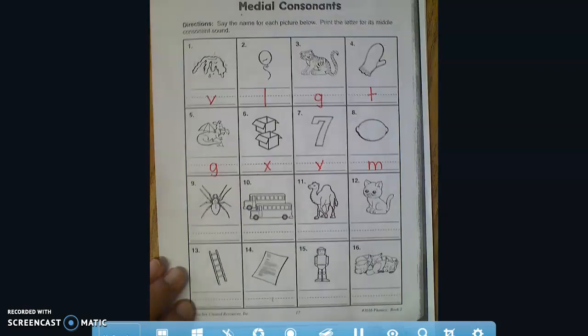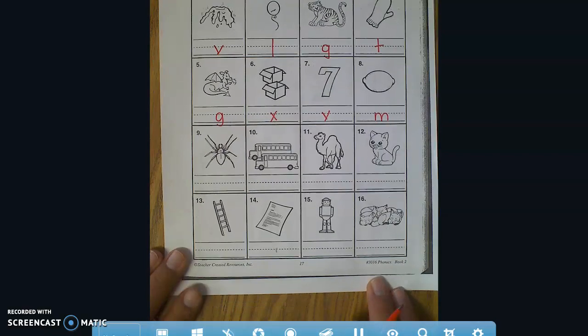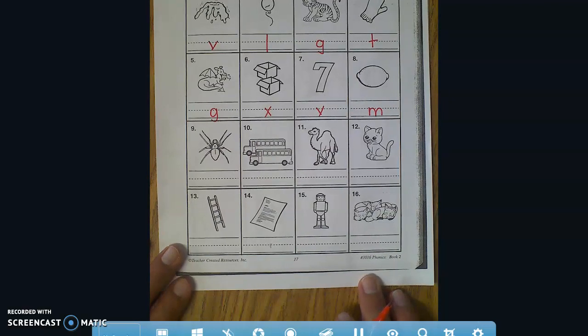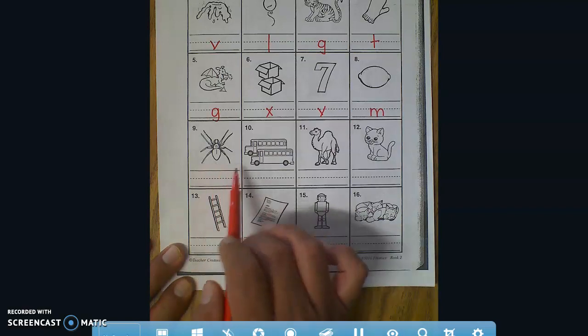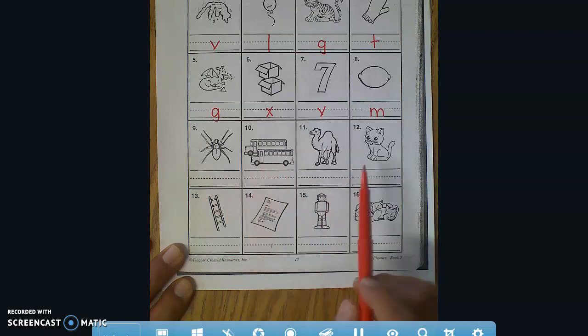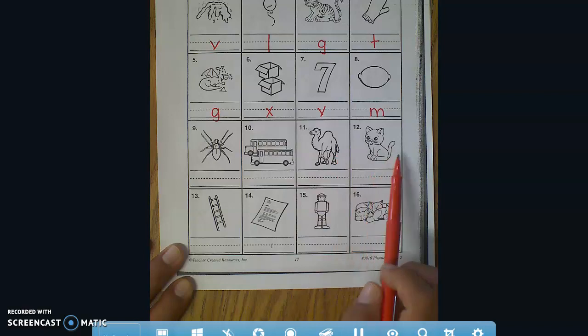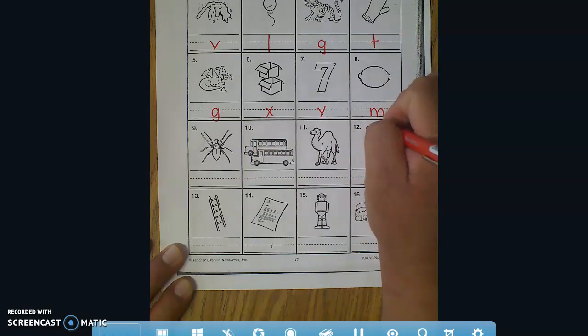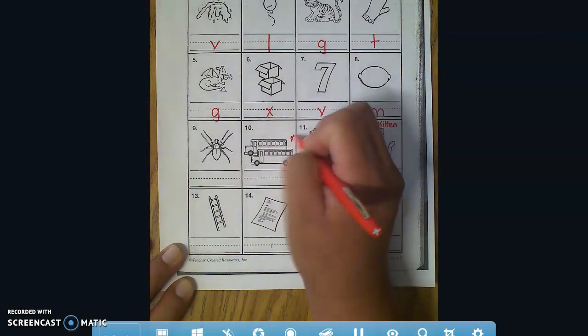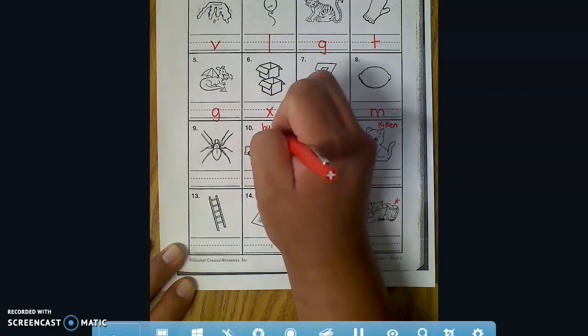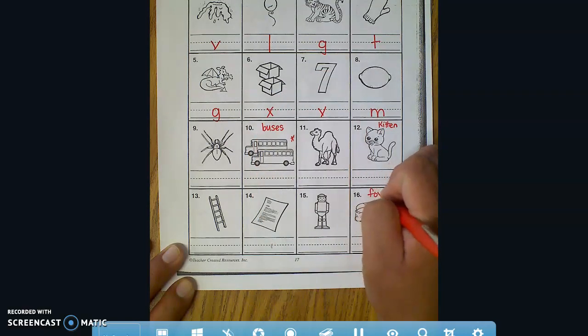Now I'm going to let you try to do the last 8 on your own, but I'm going to give you the name of the picture just in case you don't know what the name of the picture is. Spider. Buses. Camel. Kitten. So this is a kitten. A baby cat. Ladder. Letter. Robot. Foxes. So these two are plural. These are buses, and these are foxes.